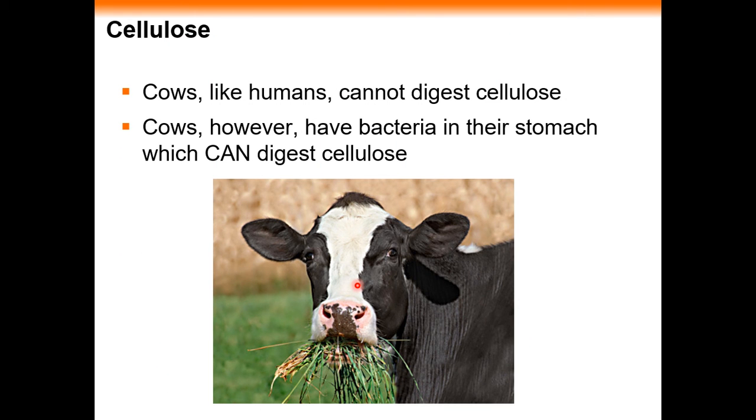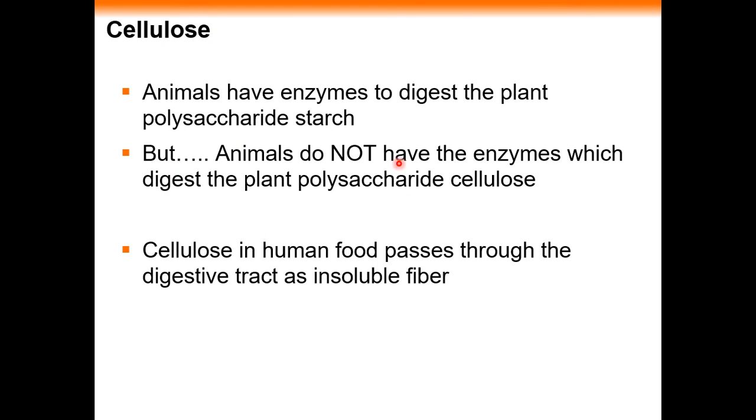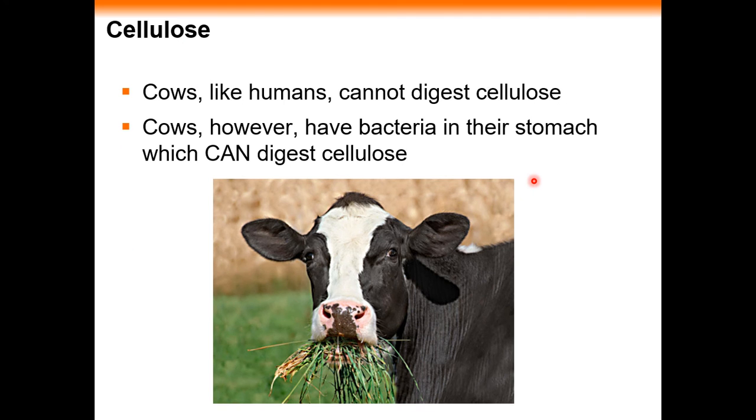You still need to eat it though, because fiber is really important for digestive health and getting things moving and so forth. So cows, just like humans, can't digest it. Heck, animals do not have enzymes to digest cellulose. But a lot of you are like, cows eat grass. How do they get any energy from that, right? How do they get energy if all they eat is plants?